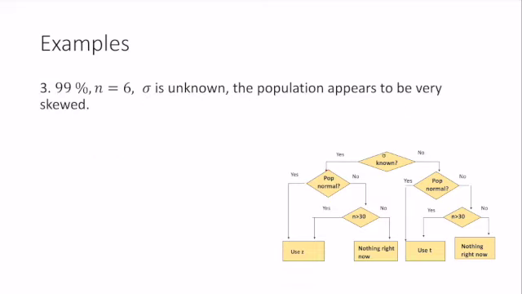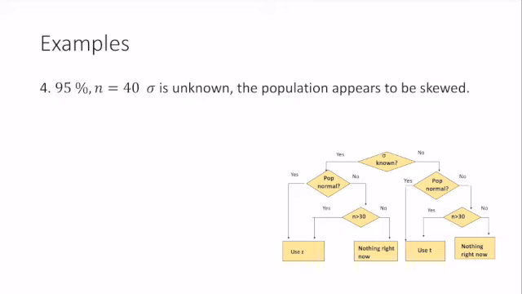Now, I want to construct a 99% confidence interval. My sample size is 6, my standard deviation is unknown, and the population appears to be very skewed. That doesn't sound good. So let's go through our chart. My standard deviation is unknown. My population is not normal. My sample size is not greater than 30. So there's nothing we can do right now. We can't construct a confidence interval with this collection of data. So nothing right now.